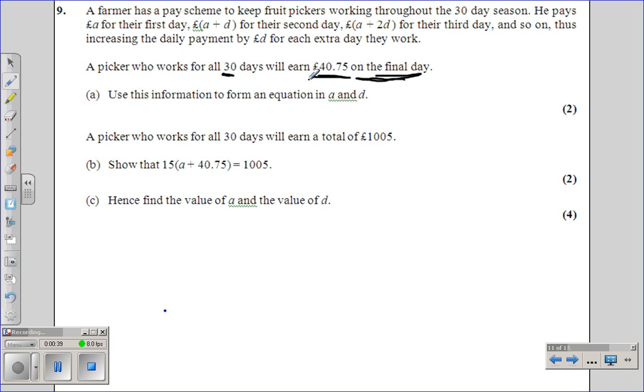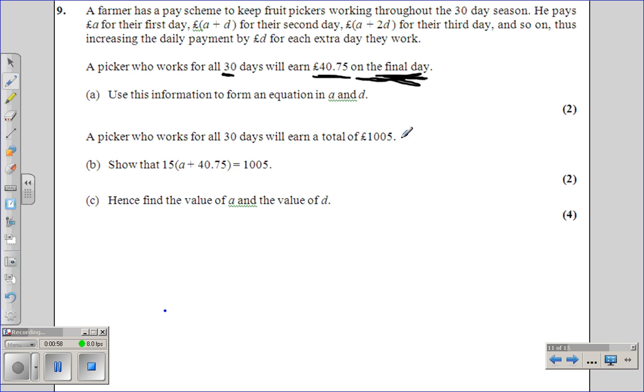And what we don't do is we don't use the sum formula just yet. This isn't about a sum. It says that if he works all 30 days, so using this arithmetic progression, he will earn this amount on the final day. So that's just the final term. That's the 30th term. So that means we can write an equation.